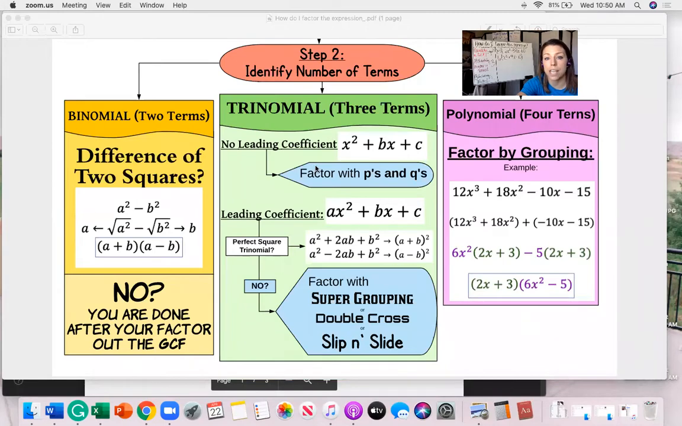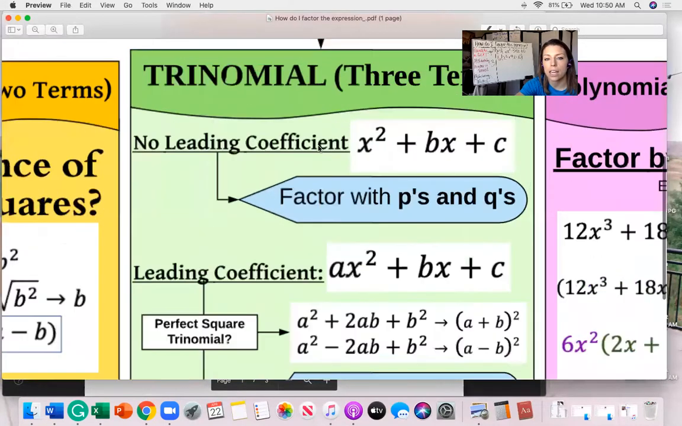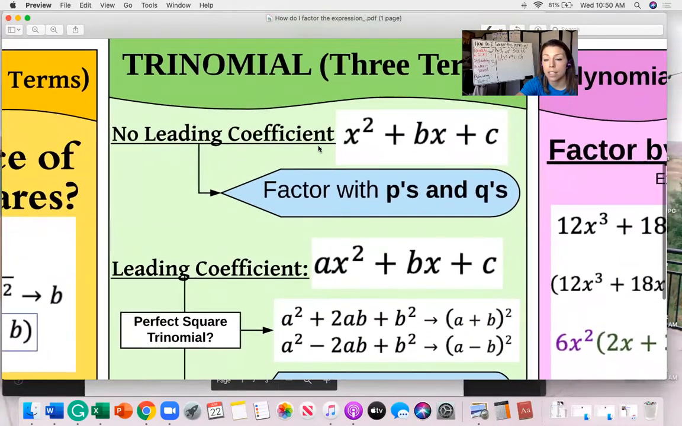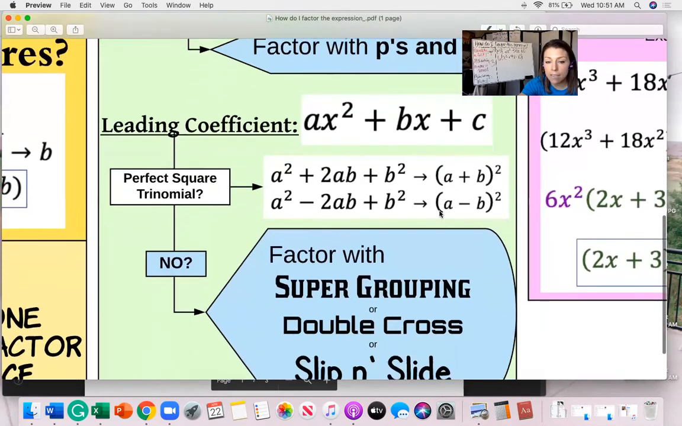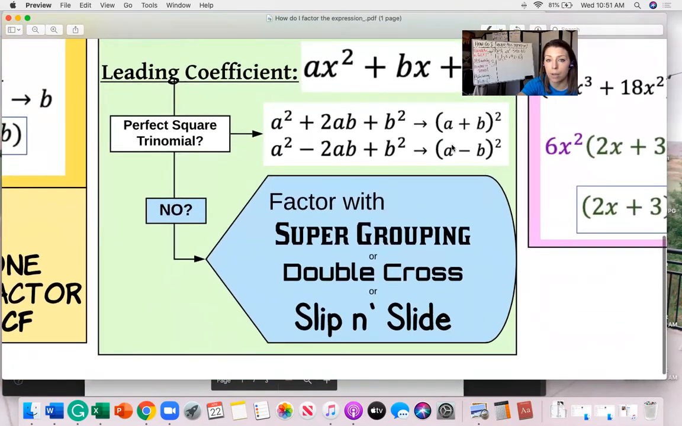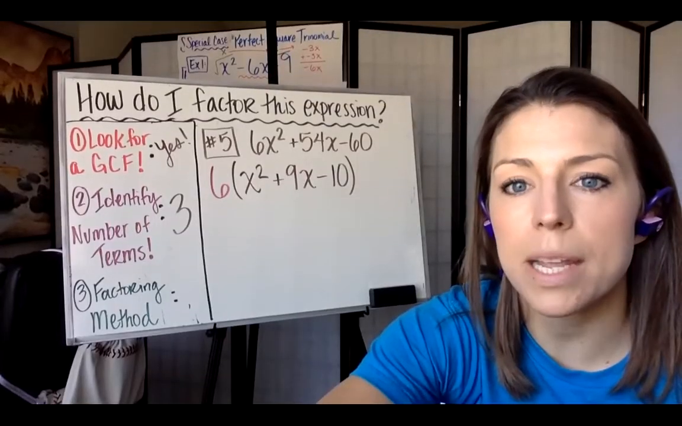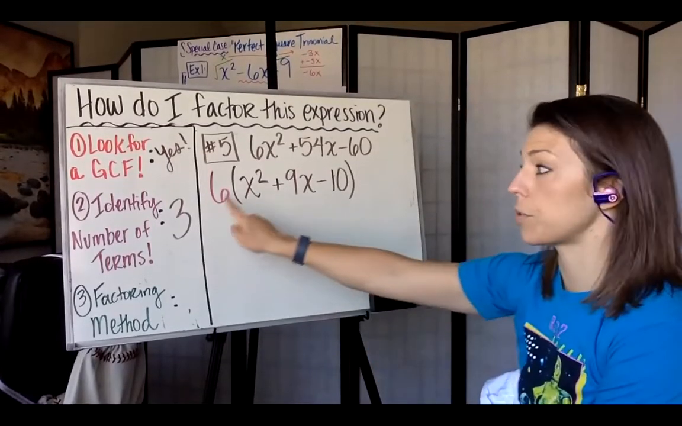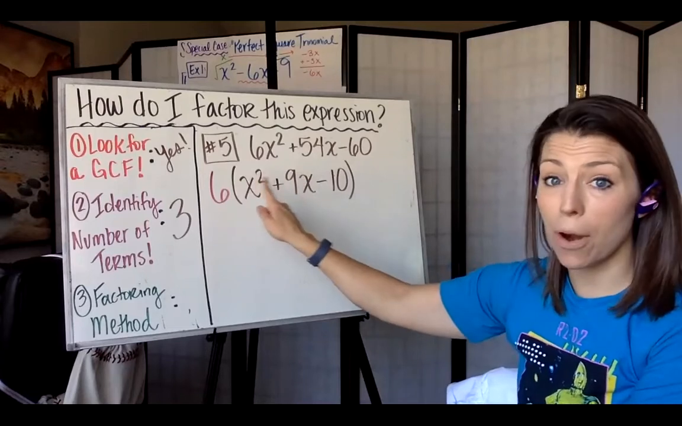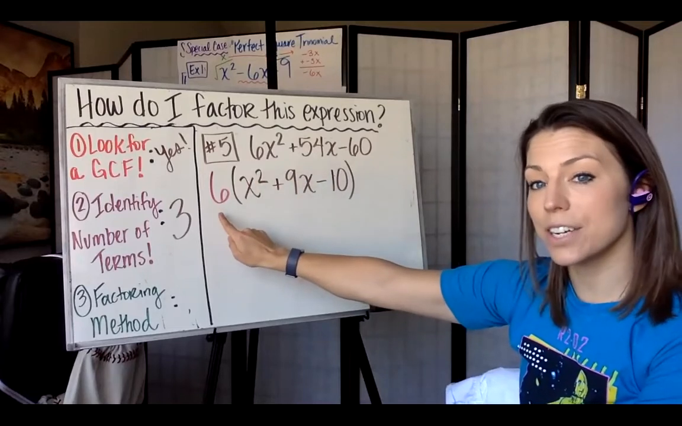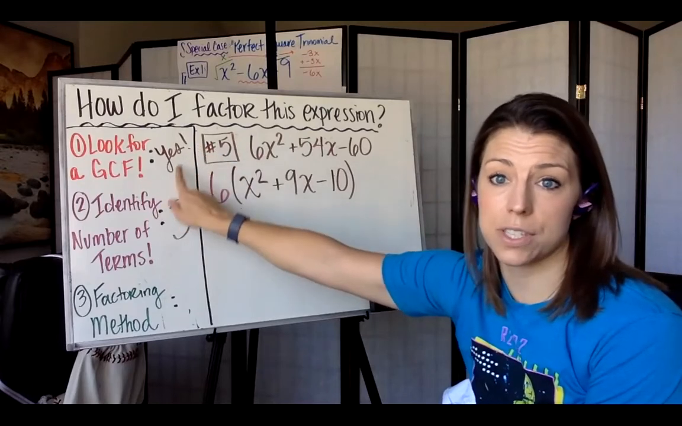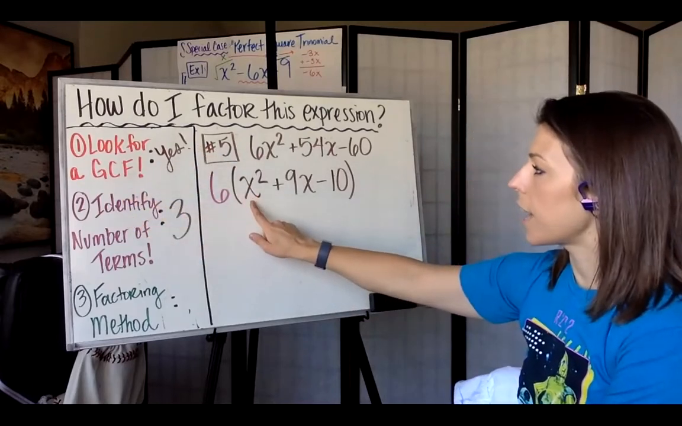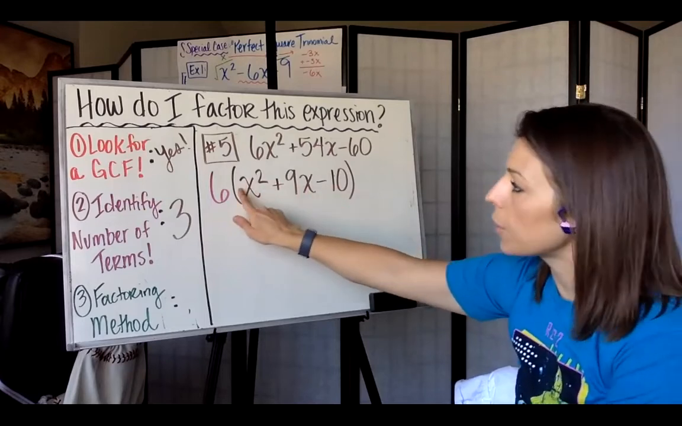So we're going to ask ourselves the same question that we did last time. In a trinomial, does it have a leading coefficient? If it doesn't have a leading coefficient, we're just going to factor with p's and q's. If it does have a leading coefficient, it gets a little bit more complicated. So let's look. Does our expression have a leading coefficient? Remember, the 6 is no longer part of our trinomial. So that is not considered a leading coefficient. That's just a factor. That's step 1 of factoring. That's just the GCF.